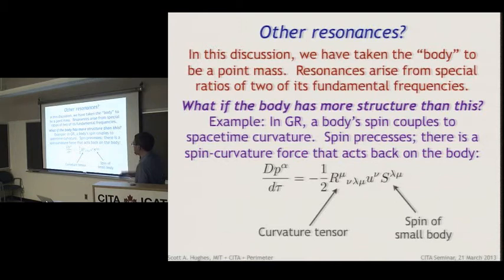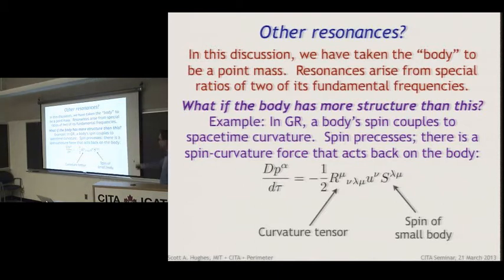Having raised this point, I think we should begin thinking about other cases where this may end up happening. One of the ones that I think might be interesting from the standpoint of numerical relativity is what if your inspiraling body has more structure than just a point-like mass? We know in the large mass ratio limit that the body's spin couples to space-time curvature. The spin's going to precess, and there is a spin curvature force that arises from the coupling of the spin to the curvature tensor of the background body.